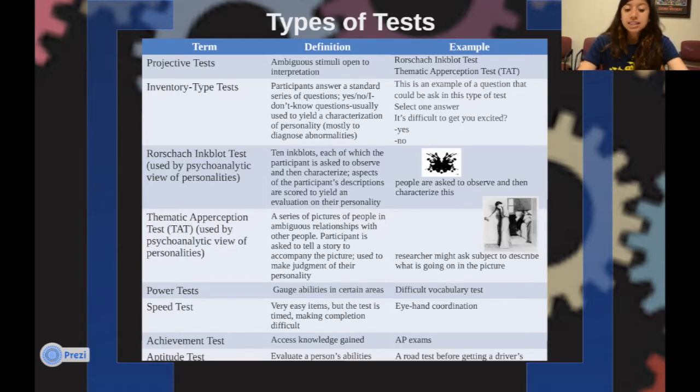Now we're going to be looking at these projective tests that we were talking about. 2 examples are the inkblot test, where people look at an image and then they characterize it.